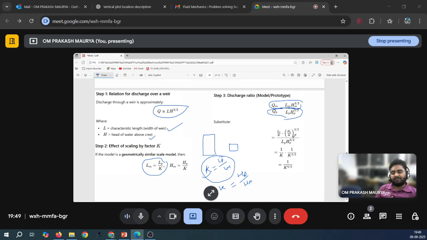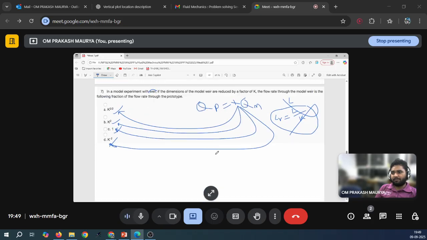So LP will cancel out. Finally we will get this one: QM divided by QP. So your QP is k to the power 5 by 2 times QM.